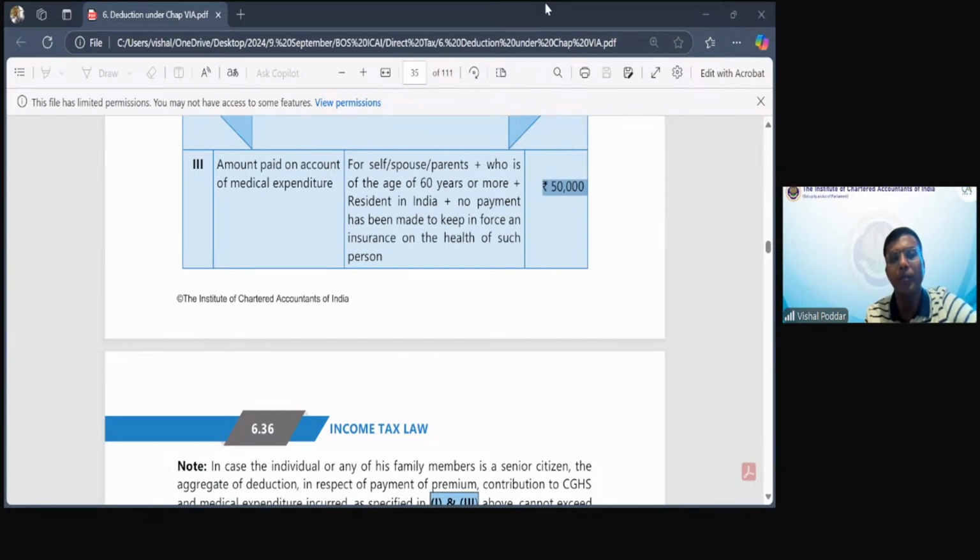Yes, Vaidehi. So in HUF, any family member or karta can be senior. You're right.